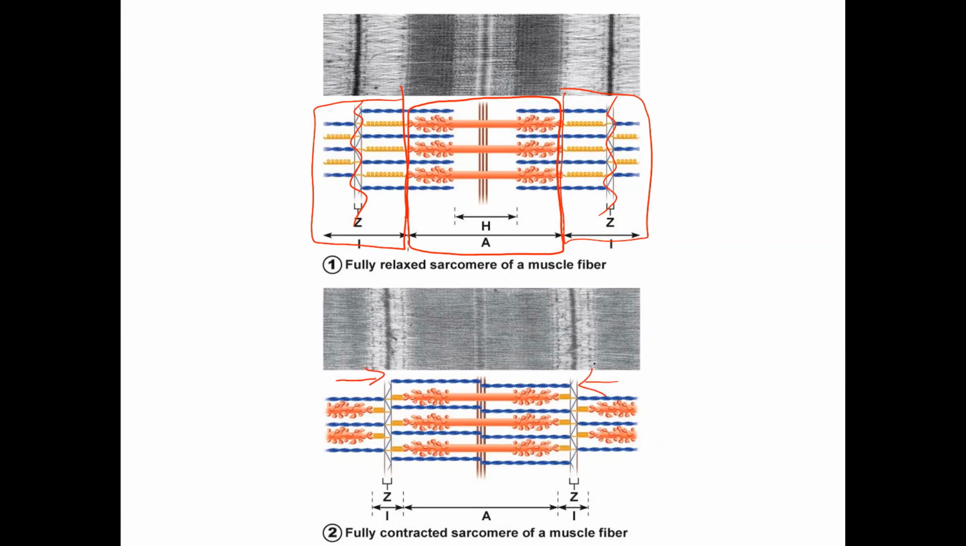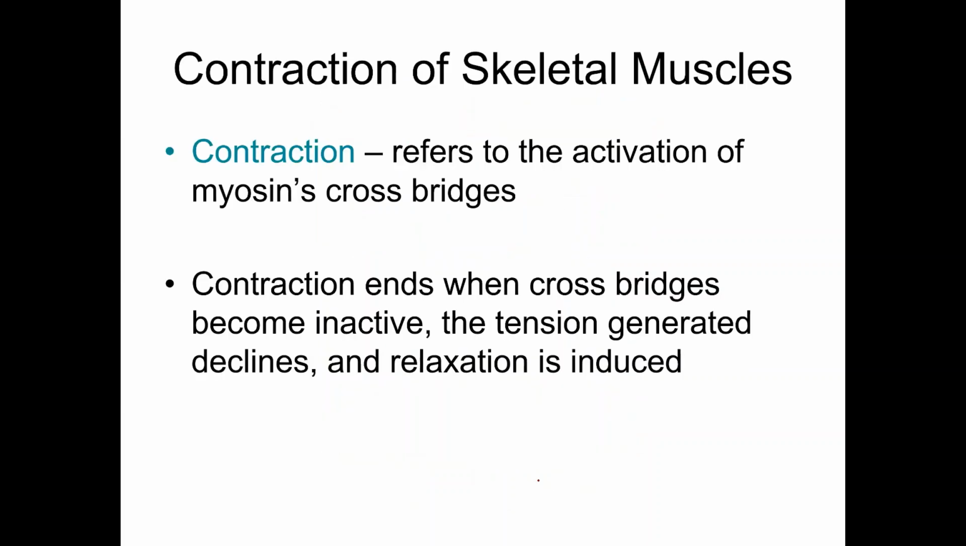Okay, and you can see how the A band, this A area right here, essentially just gets a lot bigger. We can see that this H zone in the middle is completely gone, and our I bands have disappeared on the sides. We no longer have those I bands. So the term contraction just means that we've activated cross bridges, and a contraction ends when the cross bridges become inactive, okay, and the muscle can relax back out.